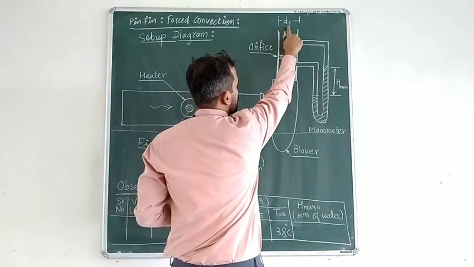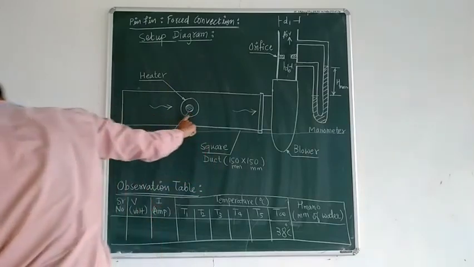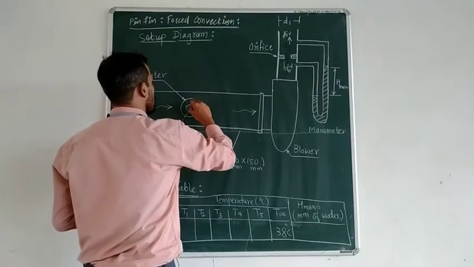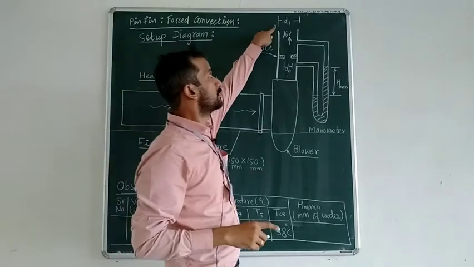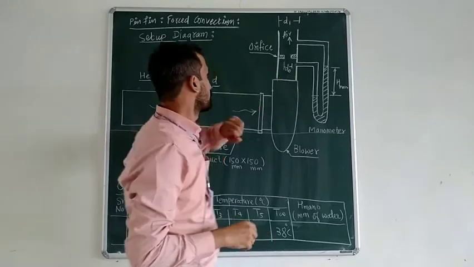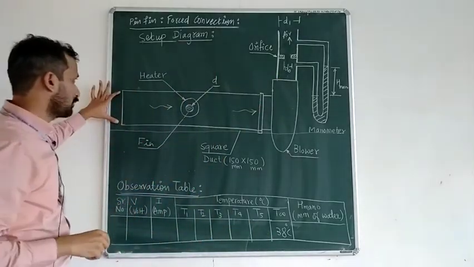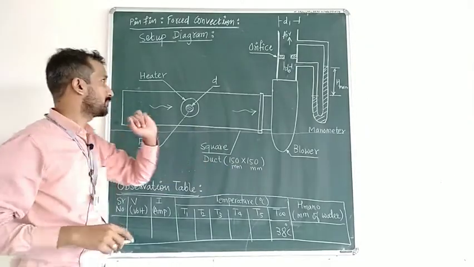This is the duct diameter d1 and do is the orifice diameter. Small d is the notation for the pin fin diameter. The fin diameter is denoted with small d, d1 is the delivery pipe diameter, and do is the orifice diameter. The duct dimensions are 150 mm by 150 mm, so it is a square duct of 150 mm by 150 mm dimensions.